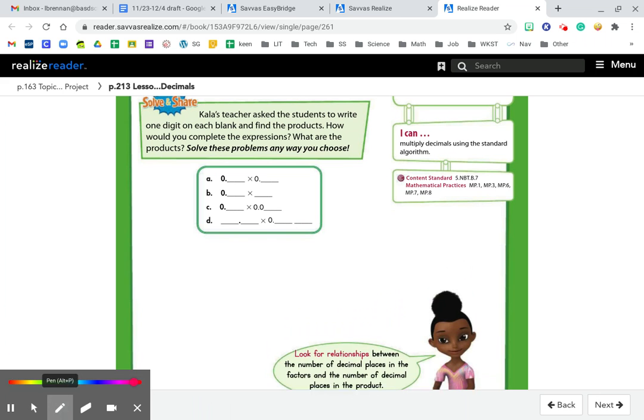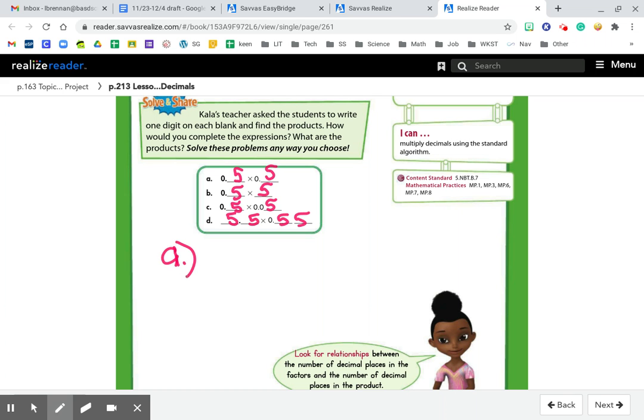So if we write one digit in, just say we pick the number 5. Let's pick 5 for everything. So we're just going to go through and pick a digit and put it in for all the problems. And how are we going to solve these problems? So for A, 0.5 times 0.5, we know 5 times 5 is 25. We know there's 2 digits in the decimal place value. Both the 5s are in decimal place value, so there'll be 2 in the answer.